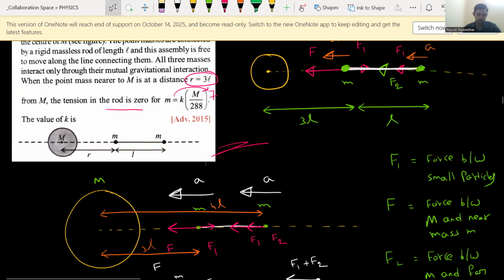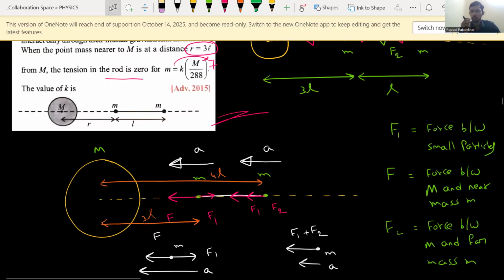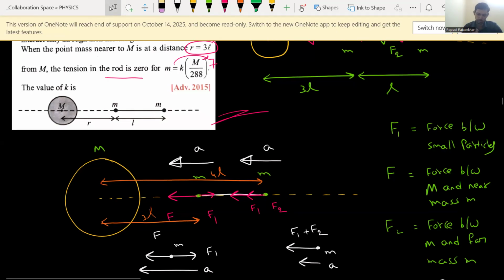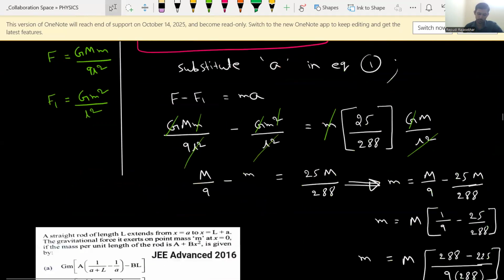So this is a 2015 Advanced question. It is a little lengthy question. You have to analyze very carefully what the forces acting on the particle are, how much the distance between the particles is, how to apply Newton's laws, then how to connect with gravitation, and then the simplification also they verify. Very good question, quality is there in the question, so just practice this question once again.